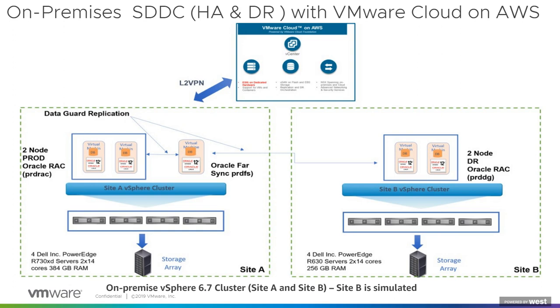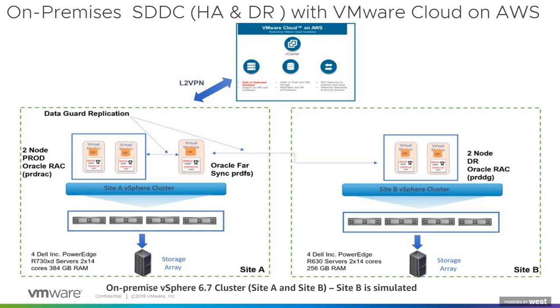The current solution designed and deployed 3 separate environments. In site A, you had a 2-node Oracle RAC. As we can see here, it's PRD RAC comprising 2 Oracle RAC virtual machines, RAC1 and RAC2. Site A also had the Oracle Far Sync, PRDFS. The name of the virtual machine is PRDFS. And site B hosted a 2-node Oracle RAC for disaster recovery purposes called PRDDG.